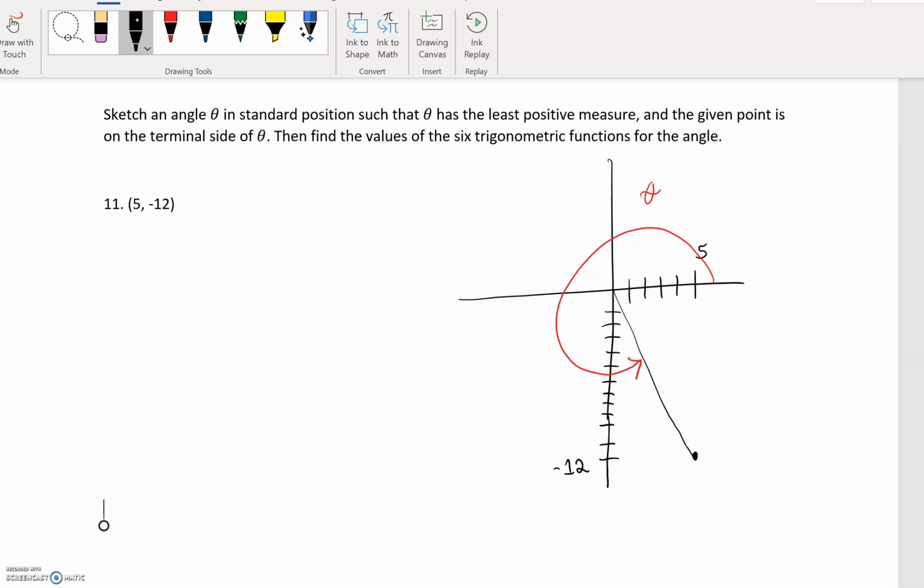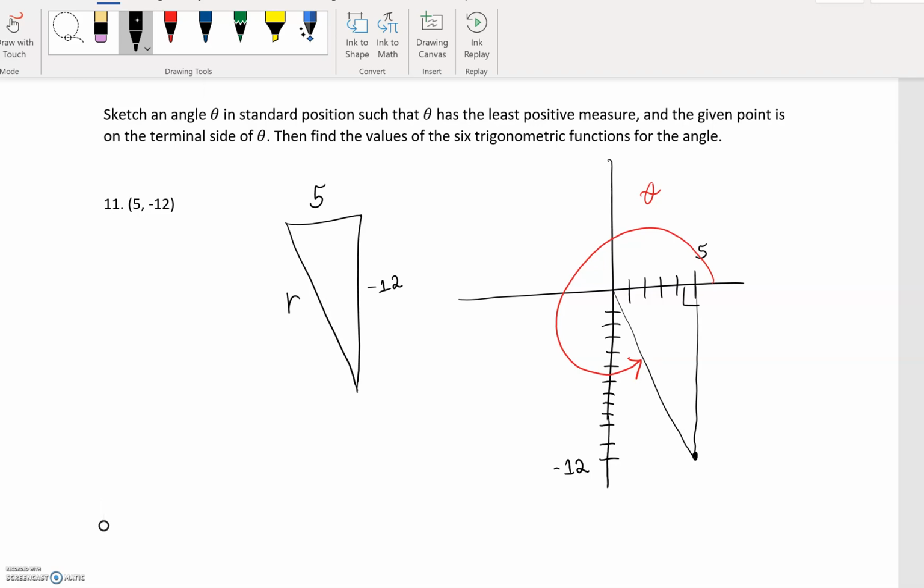Okay, so how do I do this? If I look at this triangle here, this is definitely a right triangle. Let's pick up that triangle and put it over here. What do I know about this triangle? I know that this small side is 5. The long side here, which is given by the y-coordinate, is negative 12. I need to find this hypotenuse, which is r.